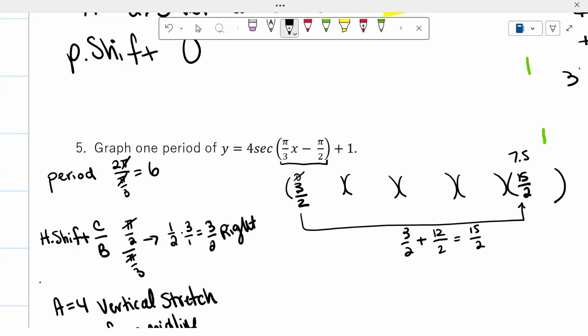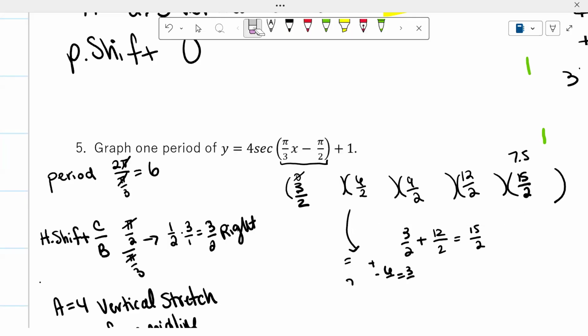All right. So the full period is 6, and I have 4 gaps. Is 6/4, or in other words, 3/2. So this would be 6/2. This would be 9/2. This would be 12/2. This would be 15/2. It comes out correctly. So I like that. For the sake of space, I'm going to get rid of this. All right. So those are all my x values.